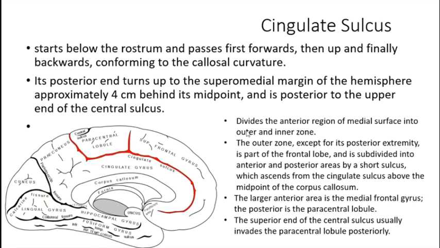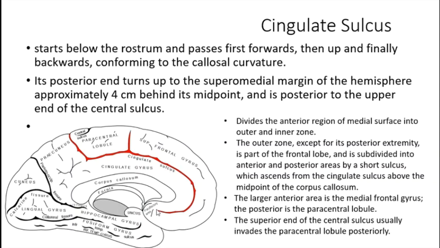Then you come to another very obvious sulcus. It is called the cingulate sulcus. When you see the medial side of the brain, the corpus callosum will be very easily identifiable. Above it you will have something called the cingulate gyrus. This grey matter will be called the cingulate gyrus, and outwards to the cingulate gyrus will be the cingulate sulcus.